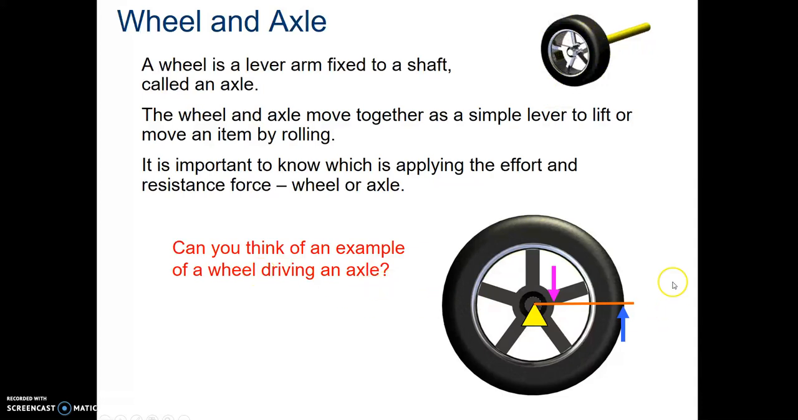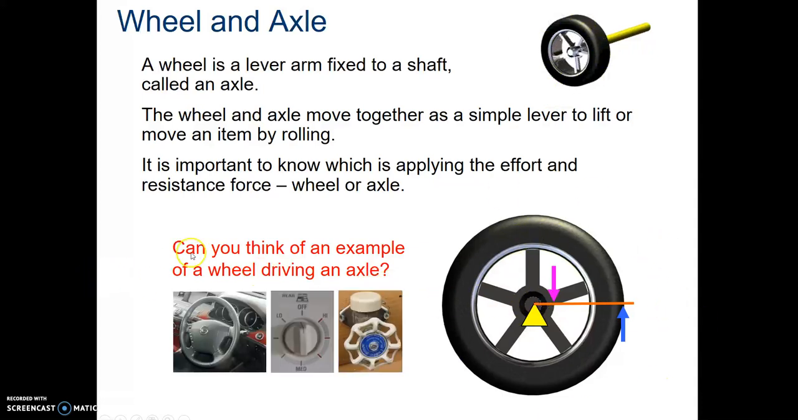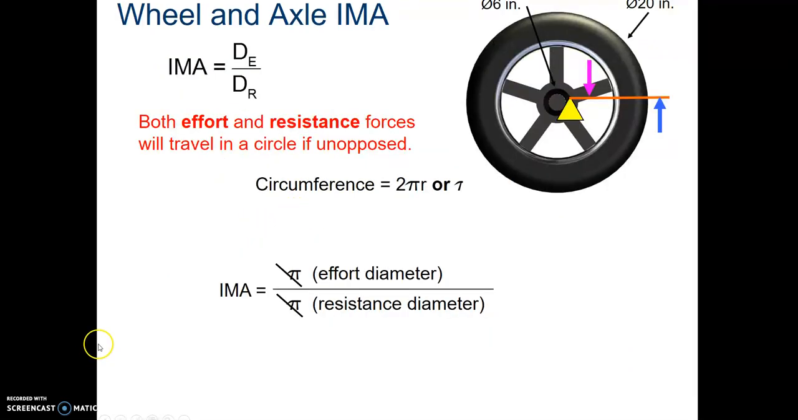What's an example of a wheel driving the axle? Well, just another place in the car, when you turn the steering wheel. Or when you turn on a hose, you spin that dial on the outside, you're spinning that axle on the inside that's releasing that pressure so your water can come out of your hose itself. When we're talking about wheel and axle, IMA is distance divided by distance. If we're given two distances, we just divide them, and we've got IMA.